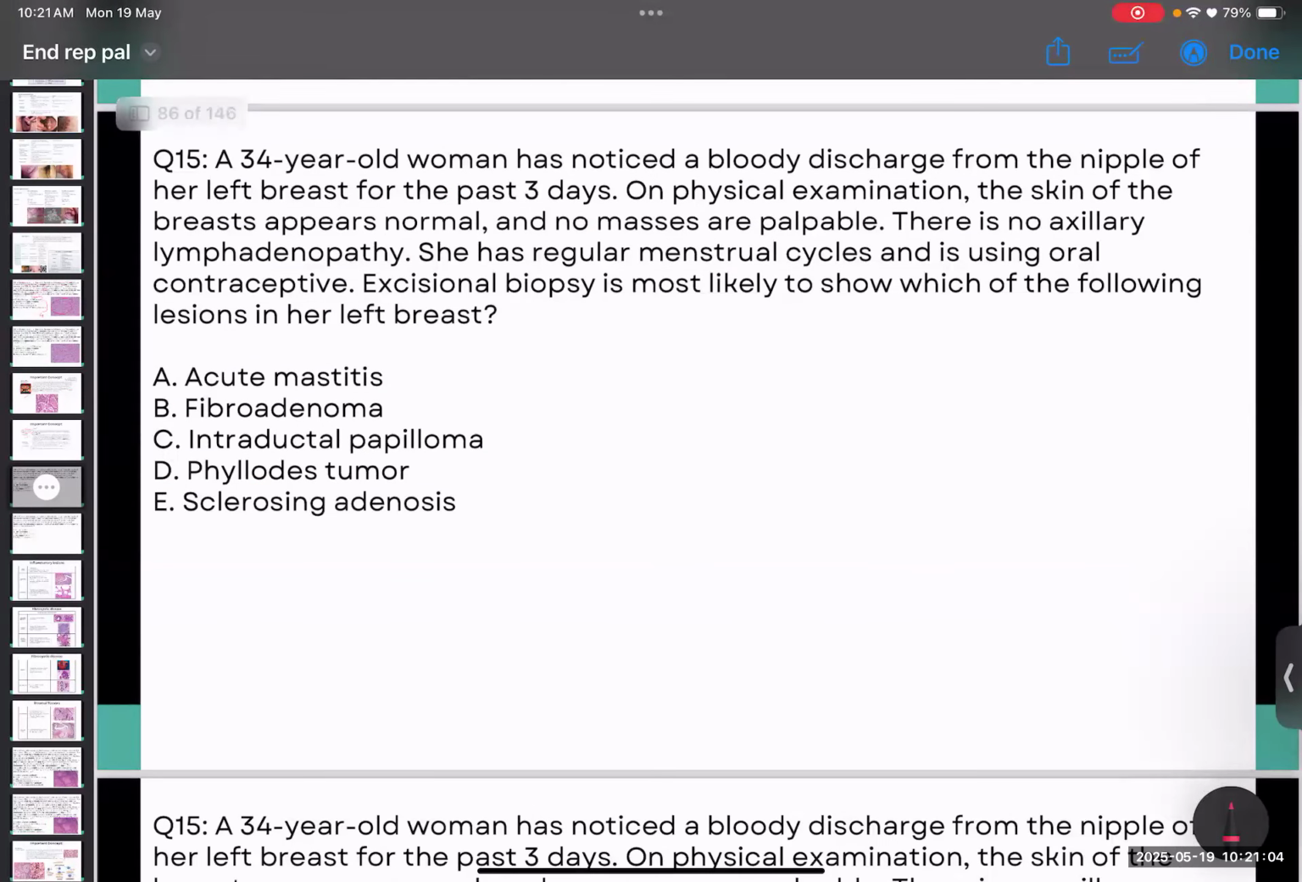Now here we have a 34-year-old woman who noticed a bloody discharge from the nipple of her left breast for the past 3 days. On physical exam, the skin of the breast appears normal. Okay, so bloody discharge, and this can already tell us the answer. No masses are palpable, that's fine, but we know it's bloody discharge.